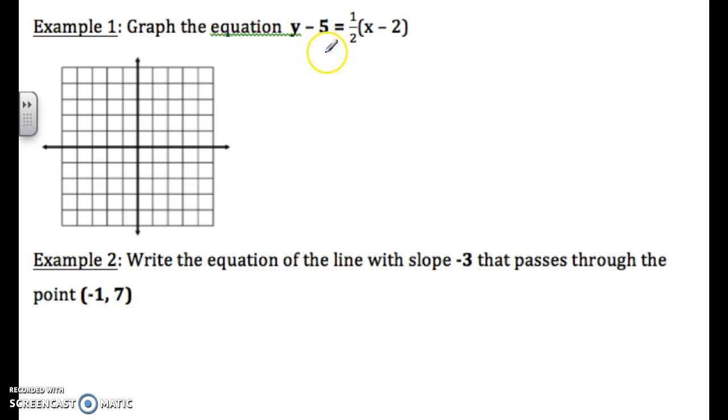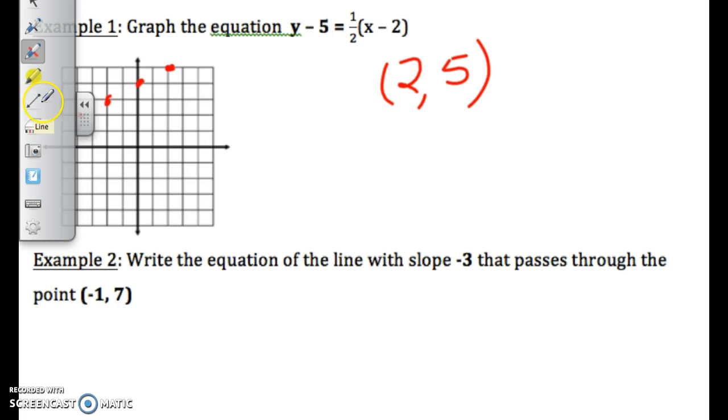So now we want to graph this equation. Let's go back and think of what my point is here. X minus x1, so 2 is my x value of the point. Y minus 5, y minus y1, so 5 is my y value. So I can go over 2, up 5. Slope is 1/2. So from here I'm going to go down 1, left 1, because I know my slope has to be positive, and down and to the left is a negative and a negative, and a negative divided by a negative is a positive.